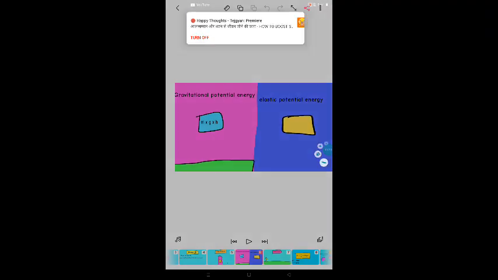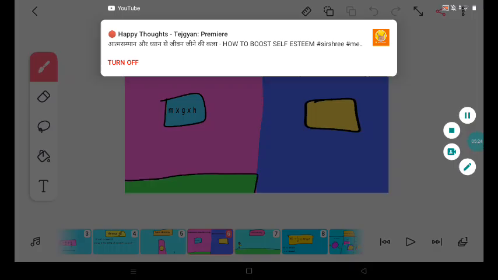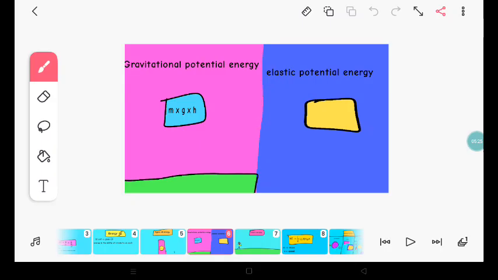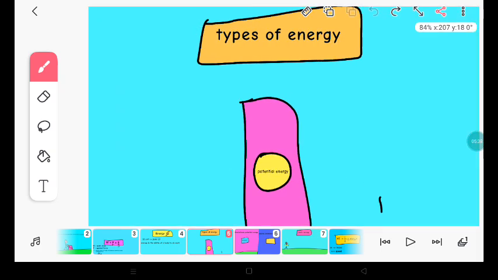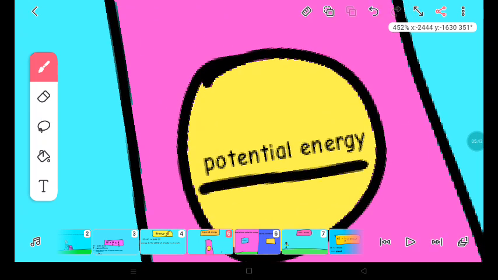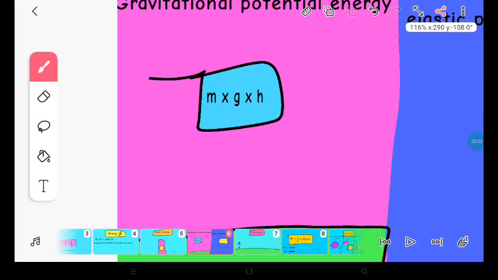Okay, guys, back. So I got my physics book. Now let me just flip to the page number. Okay, so the proper definition: potential energy is the energy that a body has because of its position. Potential energy is divided into two parts: gravitational potential energy and elastic potential energy.